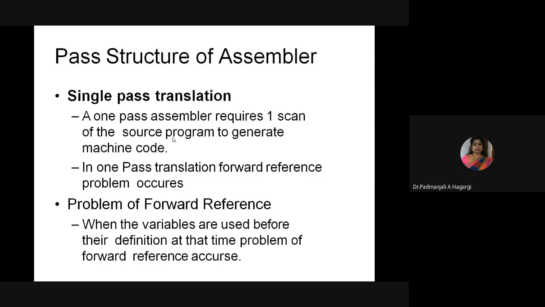One-pass translation requires one scan directly to generate the machine code. In one pass translation, the forward reference problem will occur because it is doing only one pass. In one pass, it will not be able to identify all the symbolic tables, all the symbolic labels or all the symbolic names. So there would be a problem in one pass where there is a forward reference.